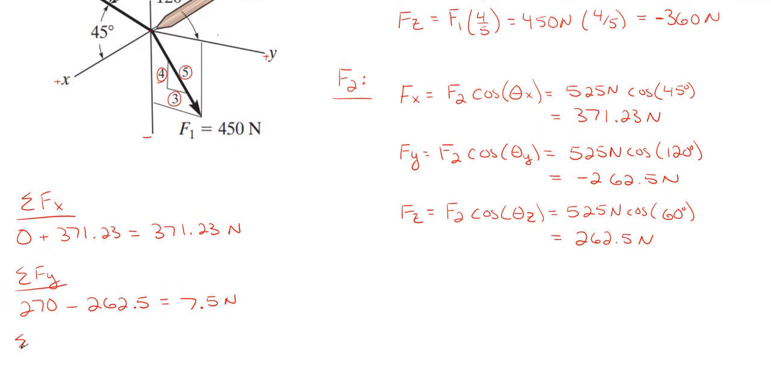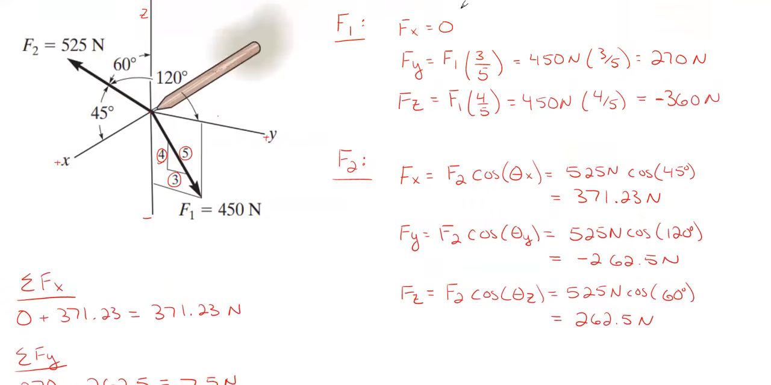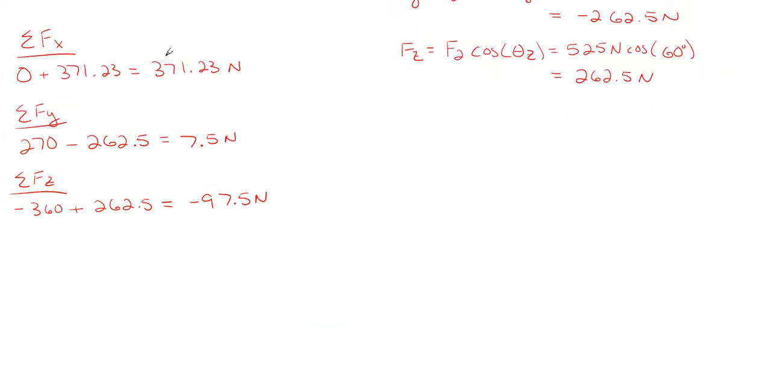All right, and then lastly, we sum forces in the z direction. We're going to have a minus 360 from F1 plus 262.5 for F2. And that tallies up to give us a negative 97.5 newtons. Now that I have summed my forces in each direction, I do not need my information for F1 or F2 anymore, because what I have found here are the components in the x, y, and z direction for my resultant force.